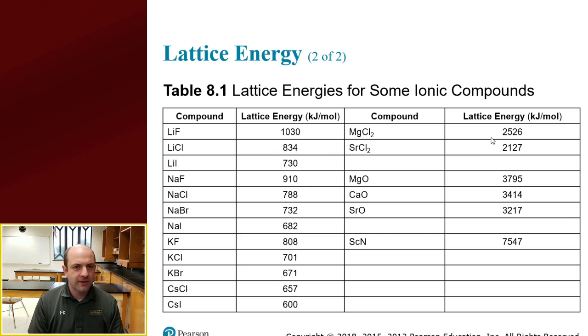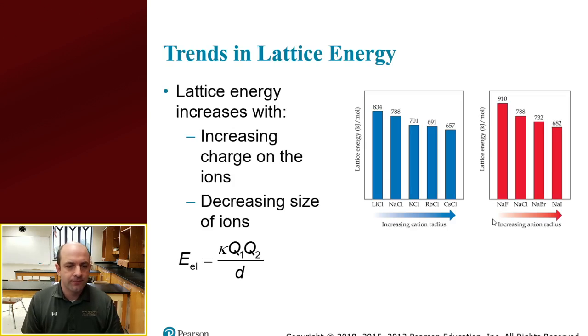This doubles or triples. And then, hey, what if it's +2 and -2? Suddenly we're in the upper 3,000s. And then scandium nitride, a +3, -3 ion, or ions in that compound. We're over 7,000 kilojoules per mole. So what trends can we get from this table? Well, there's two trends, and it's all about this equation that we already looked at back in chapter 5.